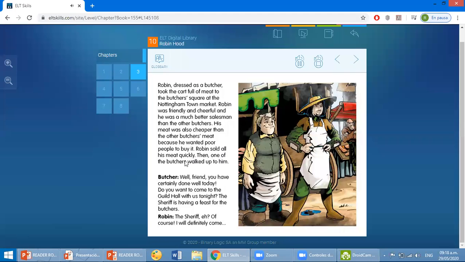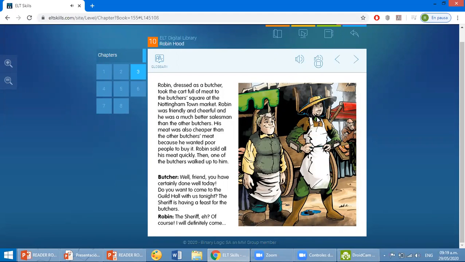Then one of the butchers walked up to him. Well, friend, you have certainly done well today. Do you want to come to the Guildhall with us tonight? The sheriff is having a feast for the butchers. The sheriff, eh? Of course, I will definitely come.